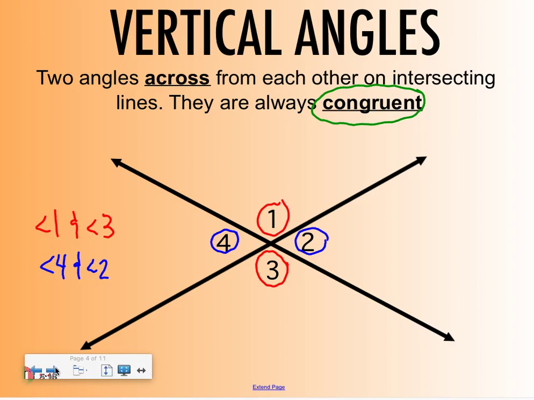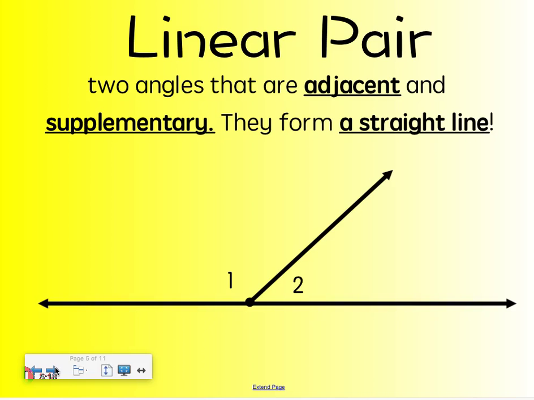Then our last relationship with our angles is a linear pair. So it's two angles that are adjacent, so they share a side, and are supplementary, which means they add to what? 180.